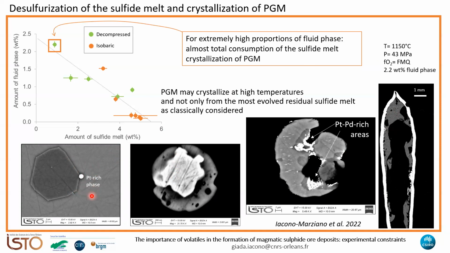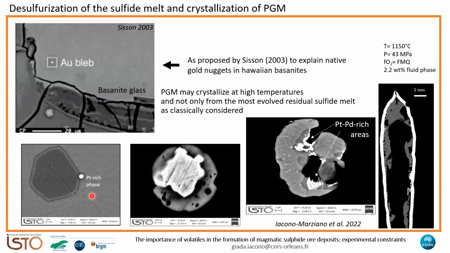And so this suggests that platinum group minerals may also crystallize at high temperature by desulfurization of the sulfide melt, and not only from the most evolved residual sulfide melt as classically considered after the segregation of the monosulfide solid solution and intermediate solid solution. So this mechanism is very similar to what was proposed by Sisson in 2003 to explain native gold nuggets in Hawaiian basanite. He proposed that the desulfurization of the sulfide melt could lead to the formation of these gold nuggets here.